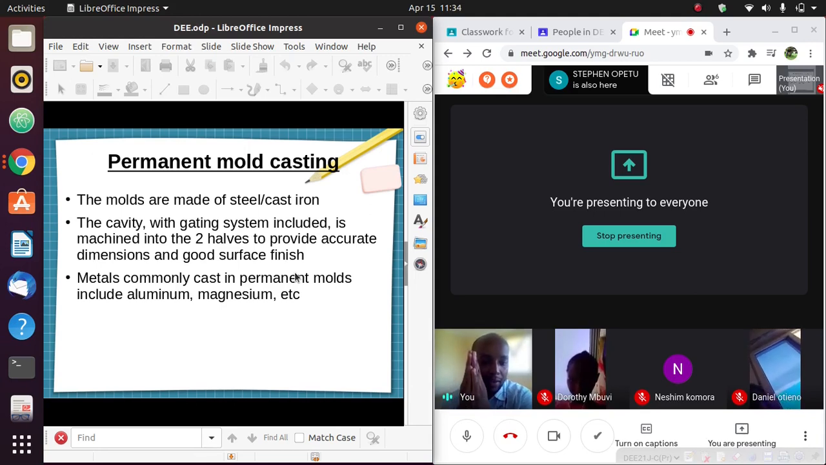Unafunika ile mold hizo mbili. Kisha utakuwa na cavity ndani. You have a pattern on this mold, you have a pattern on this mold. Once you bring them together, you will have a cavity inside the mold. So when you pour the molten metal into that cavity, then you will have a casting. So the difference between sand casting and permanent is that in sand casting the mold is made of sand, and in permanent the mold is permanent in chuma. So we can reuse that mold over and over again until lifespan yake ifike, until it wears out. So that is permanent mold casting.